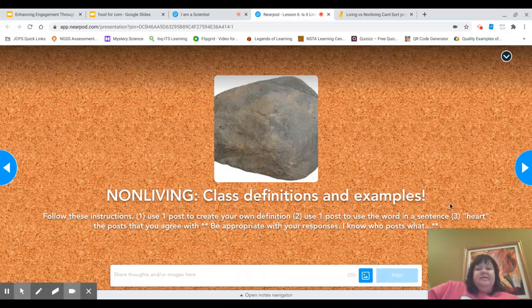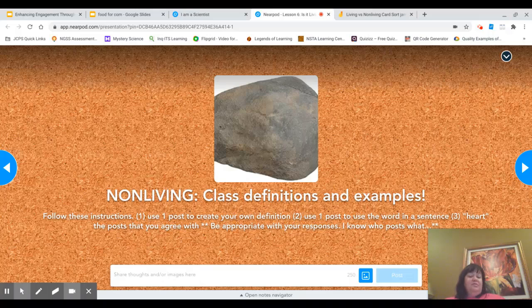Another one we did is, this is another Nearpod, and this is getting them to use their own ideas and kind of connecting it in Nearpod. This is when we were coming up with definitions. Instead of doing a normal Frayer model, we just said, okay, here's a collaboration board. I want you to put a post that says, recreate your own definition of what non-living means. Use one post and use it in a sentence.